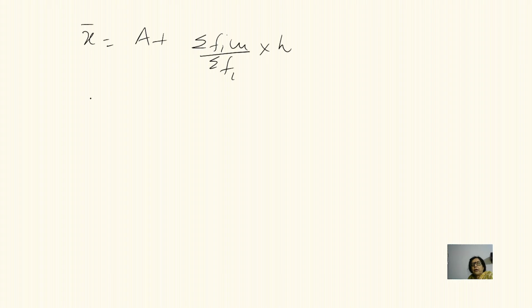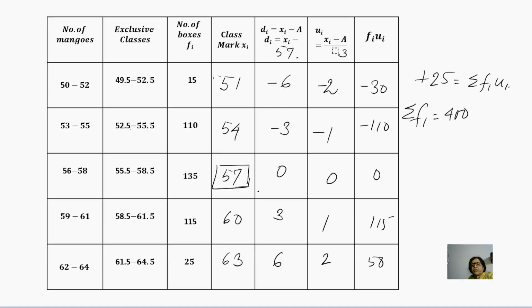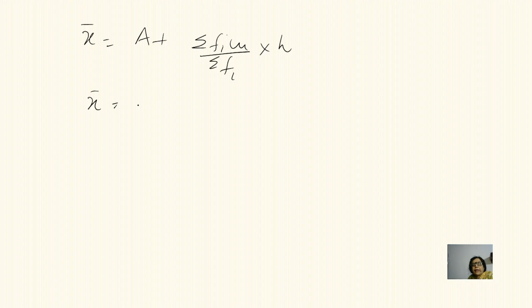So let us write down the formula. X mean is equal to A plus summation Fi Ui by summation Fi into H. Now my assumed mean over here was 57. This is 25, this is 400 and the class interval is 3. So I'll write here 57 plus summation Fi Ui, which was coming as 25, divided by 400, and the class interval is 3.